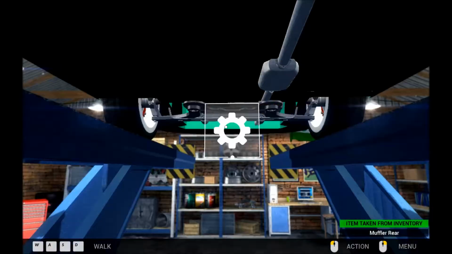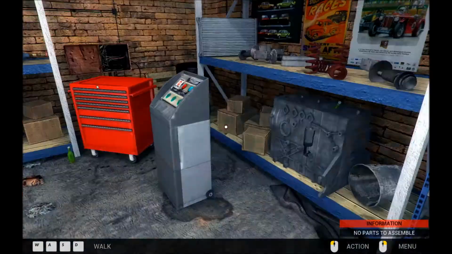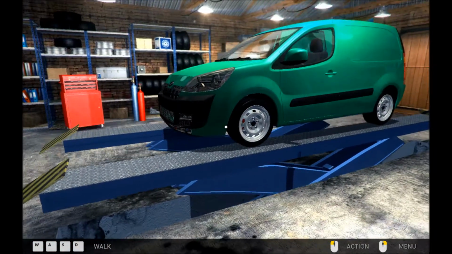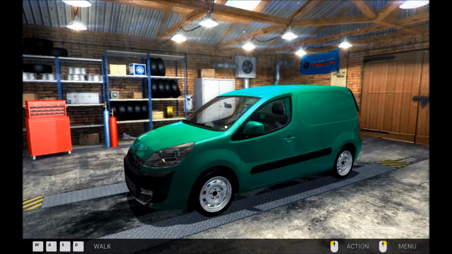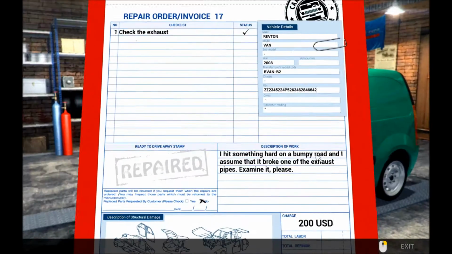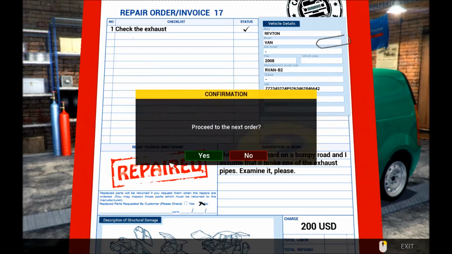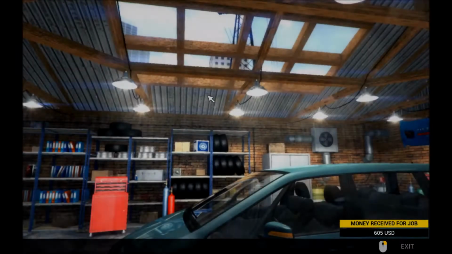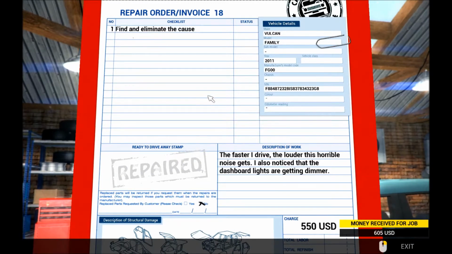All right, okay, exhaust fixed. Let's pop this beauty on the floor. And I'd say, as long as that is finished, one more job for the day should see us done. Repaired. All right, bring it on. Okay, next thing brought on is going to be another Vulcan. Find and eliminate the cause. The faster I drive, the louder this horrible noise gets. I also noticed the dashboard lights are getting dimmer.